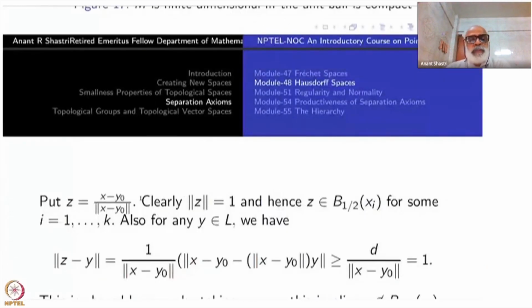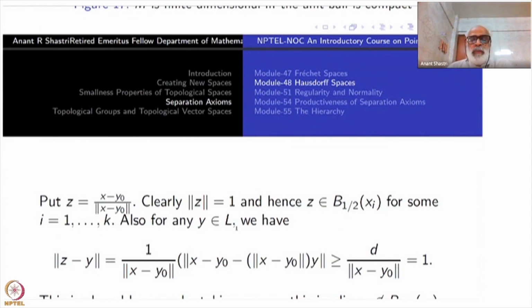Put z equal to x minus y naught divided by its norm. Then the norm of z is 1. Therefore, z is in one of the balls B(xi, 1/2), because the entire sphere S is covered by these balls for some i equal to 1 up to k.